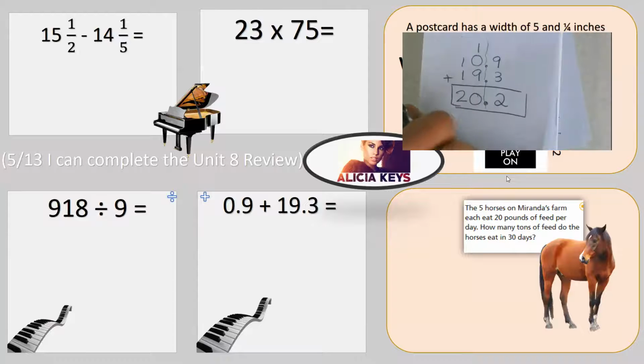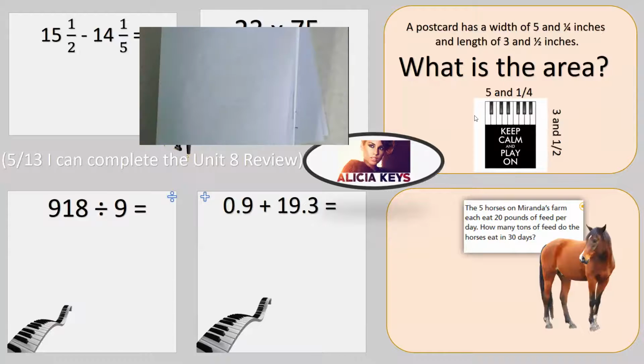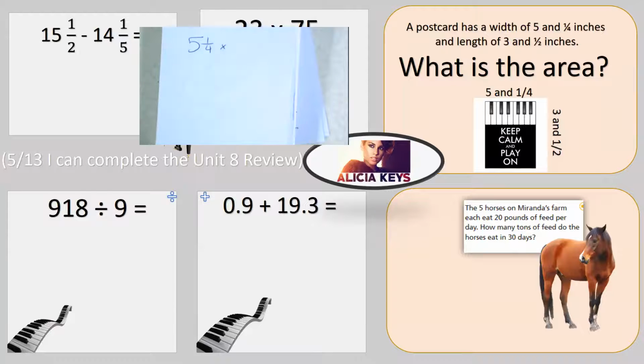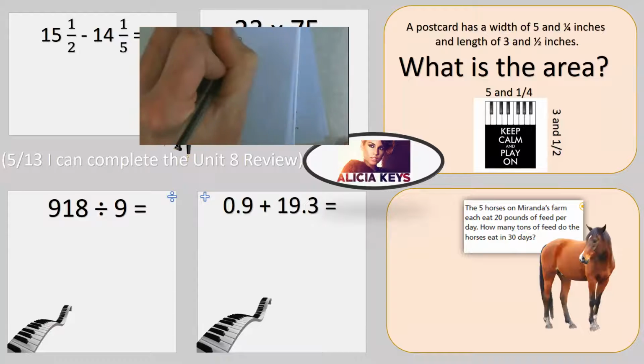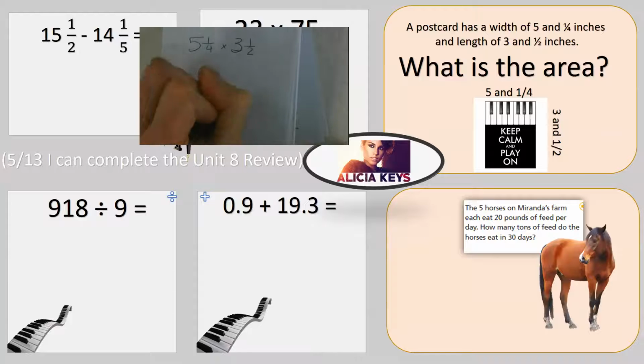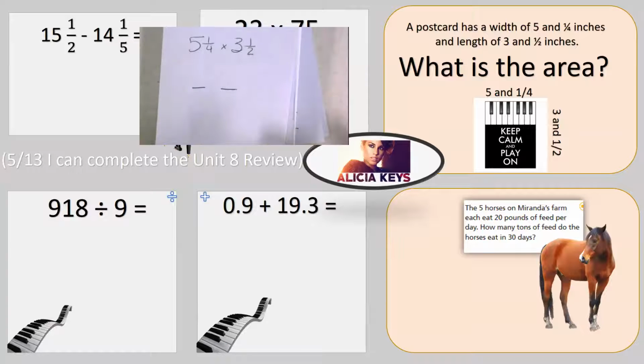Now let's go over to these bad boys. Here you have a postcard. The postcard is 5 1/4 by 3 1/2. How do you find area? You multiply. So we have 5 1/4, and we're multiplying that by 3 1/2. First thing we have to do is make sure that they're both improper fractions, because that's how you multiply fractions. You multiply the numerators, you multiply the denominators. Not anything to do with the whole numbers.